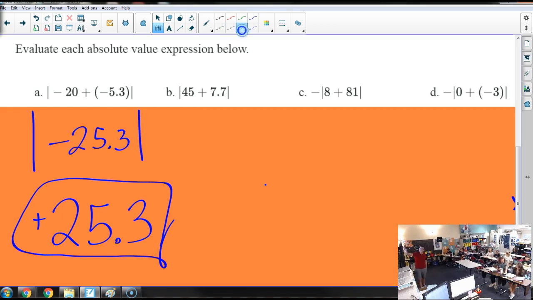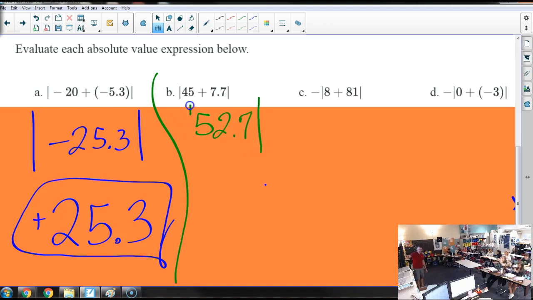All right, so hold up. With B real quick, are the moves the same direction or different direction? 45 and 7.7, they both go the positive direction. How far did he go when we combined those moves? He went forward, 52.7. Now, if we still keep the bars, because all we did was add, do I have to do anything to get rid of the bars? No, it's already positive. So to get rid of the bars, it's just 52.7.